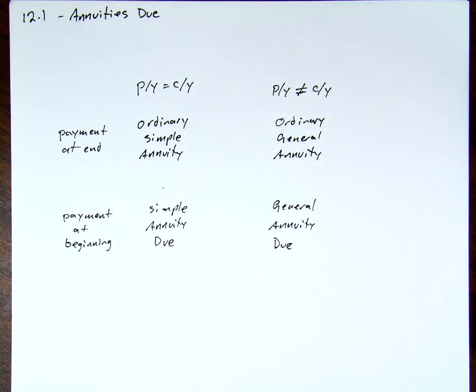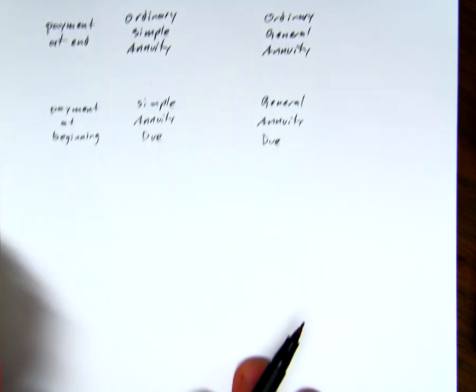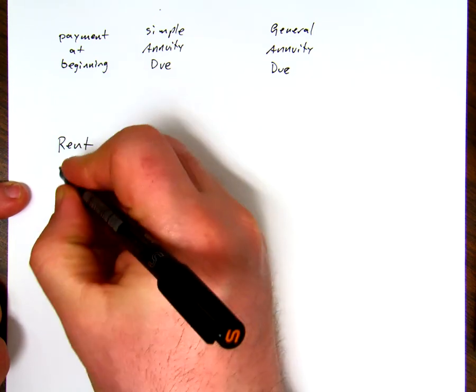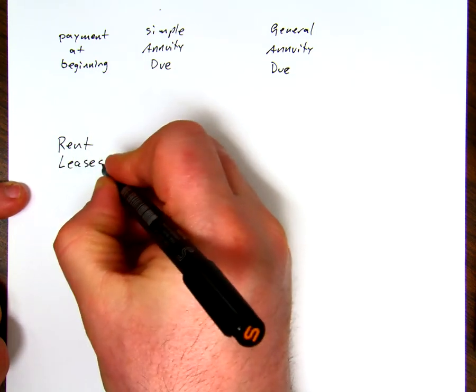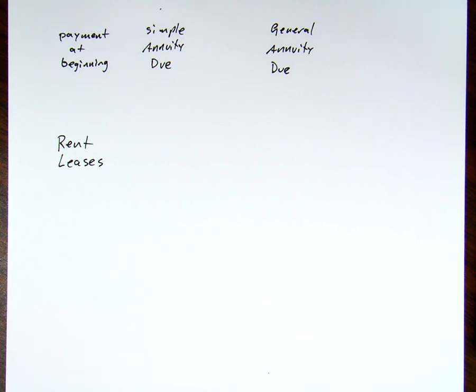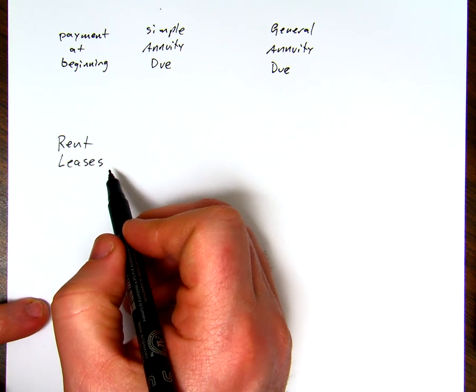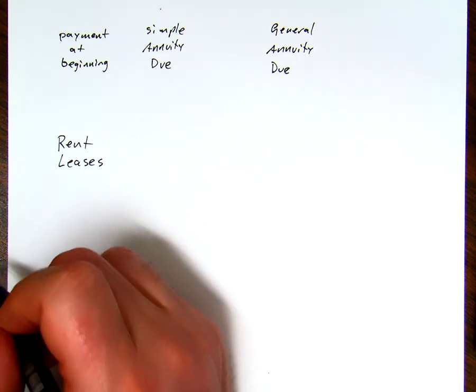So when does this occur? Well, we have payments at the beginning of the month when we do things like rent, leases. Okay, if you pay rent, you're going to pay at the beginning of the month. They don't let you live in the apartment for a month and then pay the rent at the end. They don't let you lease a computer and pay at the end of the month. You have to pay up front.